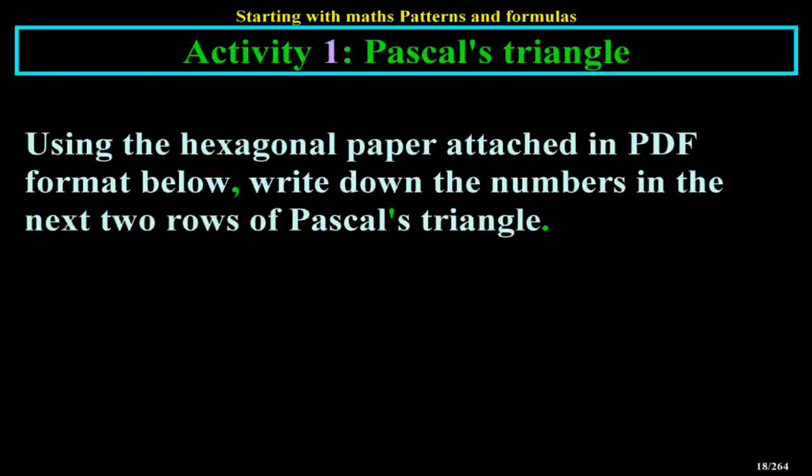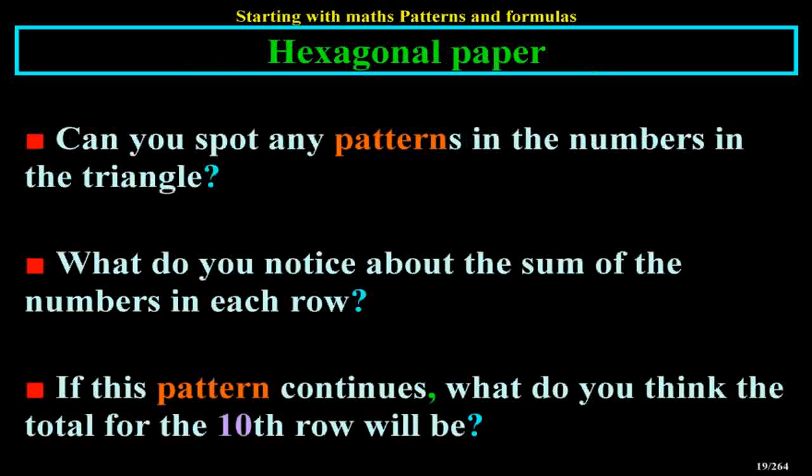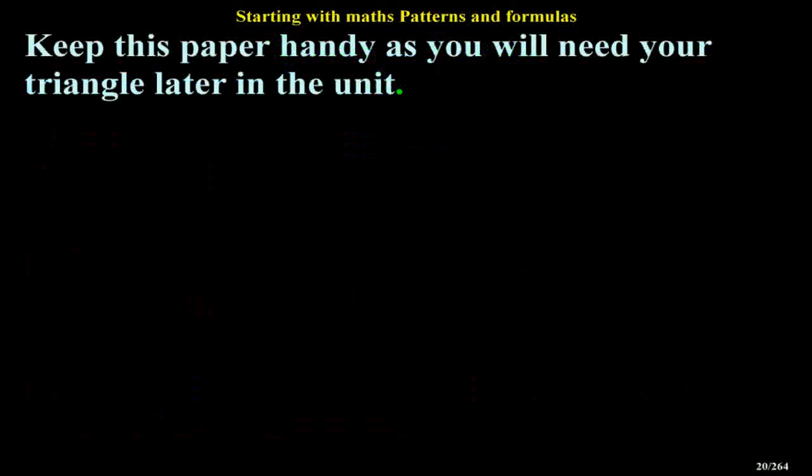Activity 1. Pascal's triangle. Using the hexagonal paper attached in PDF format below, write down the numbers in the next 2 rows of Pascal's triangle. Hexagonal paper. Can you spot any patterns in the numbers in the triangle? What do you notice about the sum of the numbers in each row? If this pattern continues, what do you think the total for the 10th row will be? Keep this paper handy as you will need your triangle later in the unit.